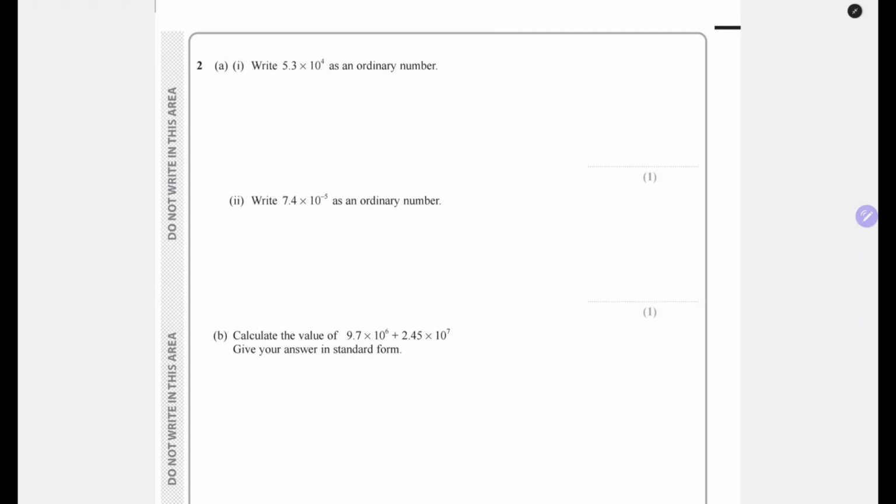Question 2a, part 1, asks us to write 5.3 times 10 to the power 4 as an ordinary number. Right now we're in standard form, and the index is 10 to the power of positive 4, and so we move the decimal place to the right. So we have 5.3, and we're going to move it 4 places to the right. That's 1, 2, 3, 4. And so our new number is going to be 53,000.